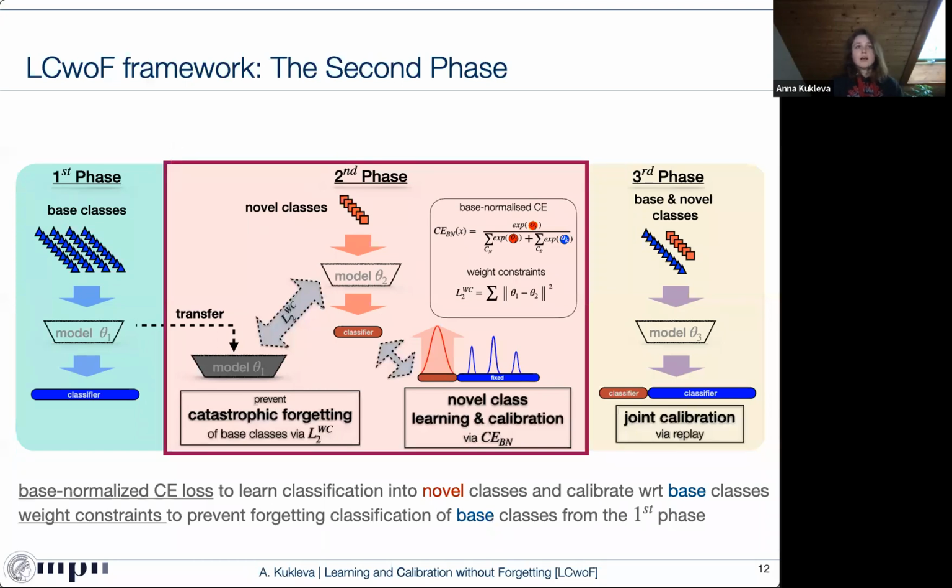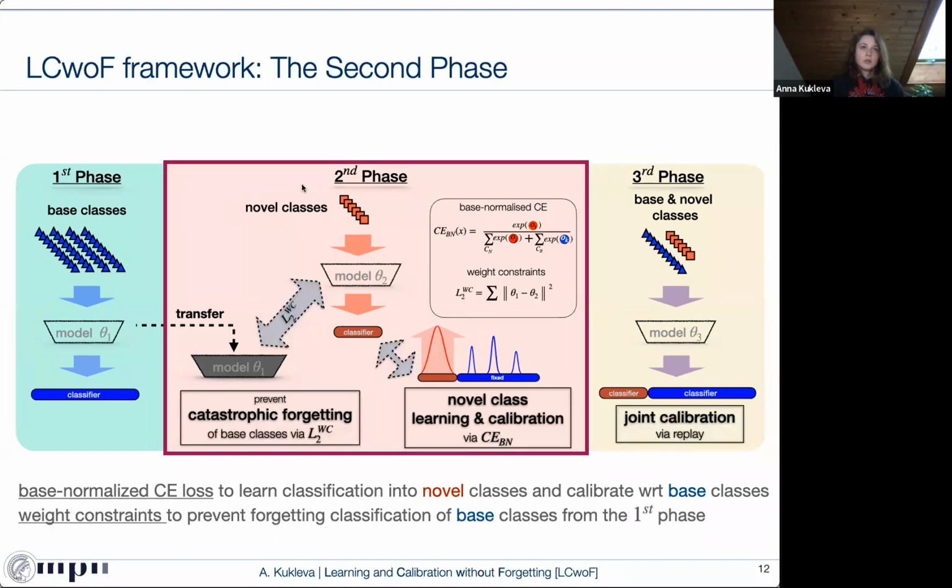Second phase, that's already some magic happening. What we have here, we have episodes. So we have, for example, one training sample per class. We have 5 novel classes. For base classes, we have a lot of classes, 60, for example. And here we need to train a new classifier for the novel classes, and at the same time, keep some information about the base classes.